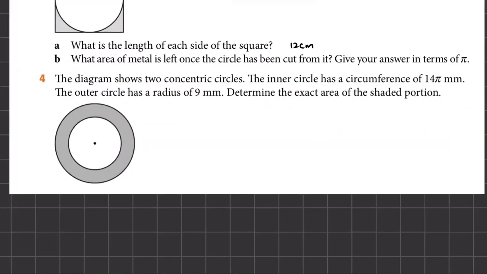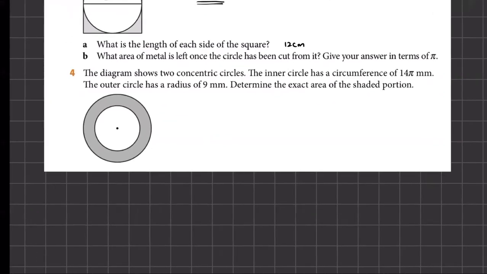The diagram shows two concentric circles. The inner circle has a circumference of 14 pi. The outer circle has a radius of 9 mm. Determine the exact area of the shaded portion. So big circle minus small circle area. Area of the big circle, the outer circle has a radius of 9 mm, pi r squared. The inner circle has a circumference of 14 pi.